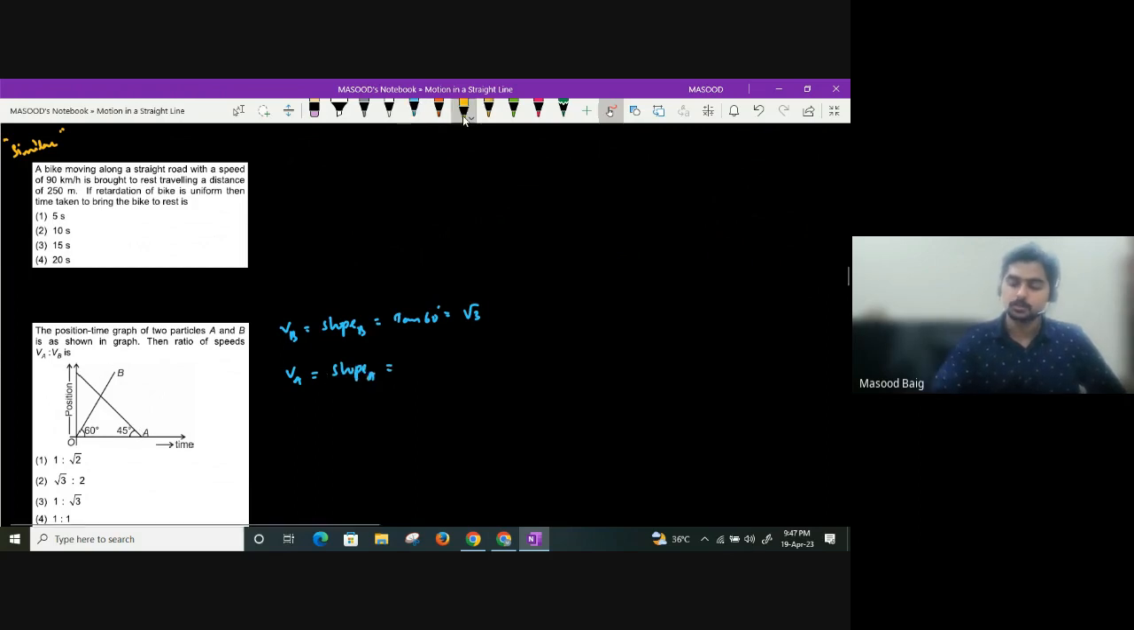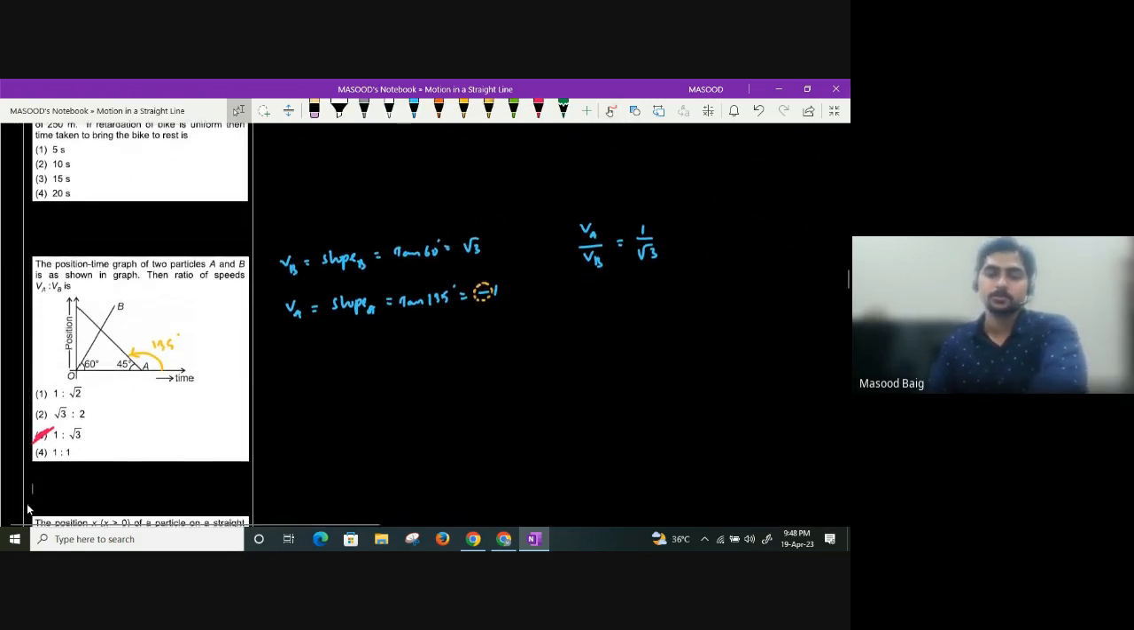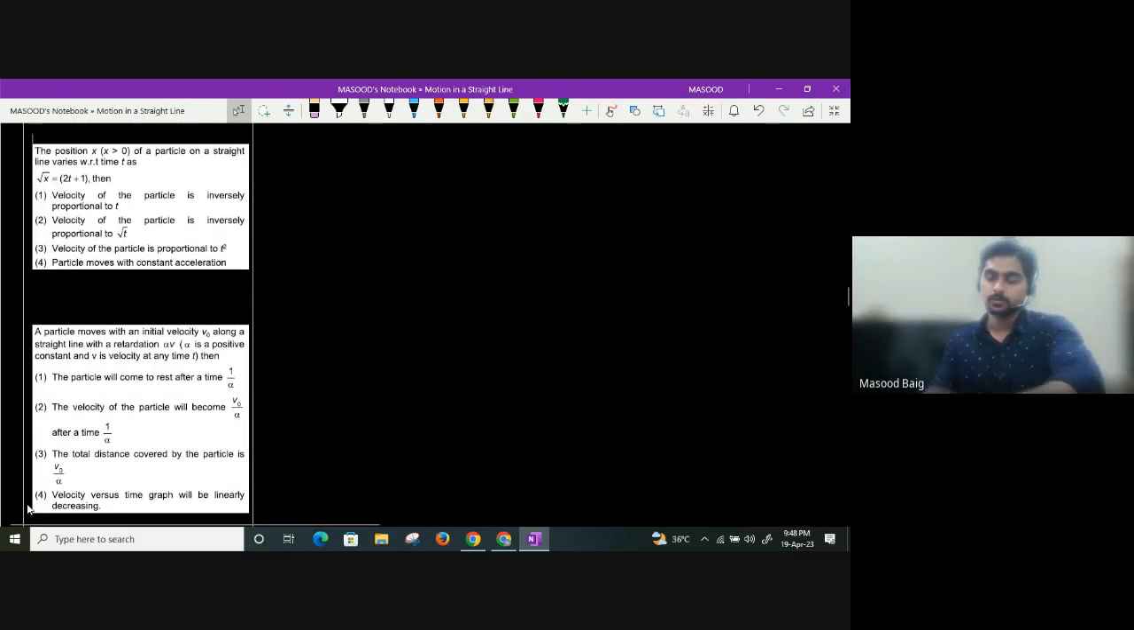What is the slope of A? Although the angle should always be taken from the positive side, it is 135, guys. So if I use 135, I'll get a negative, which means it is going to move in the opposite direction. So I'll get tan of 135, which will be minus 1. The minus here indicates it is moving in the opposite direction, guys. So they are asking VA divided by VB, which I can write as 1 divided by root 3. Clear? Understood, all of you? Yes or no? I hope you understood. Next case you see.